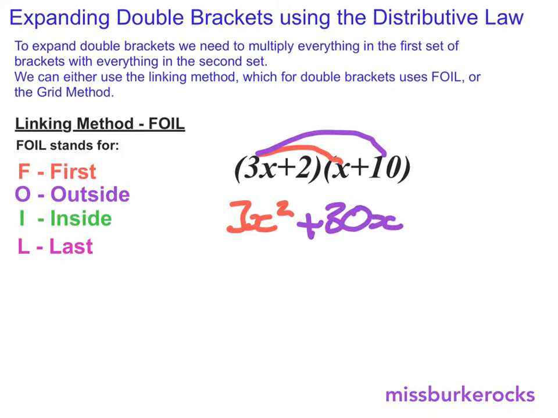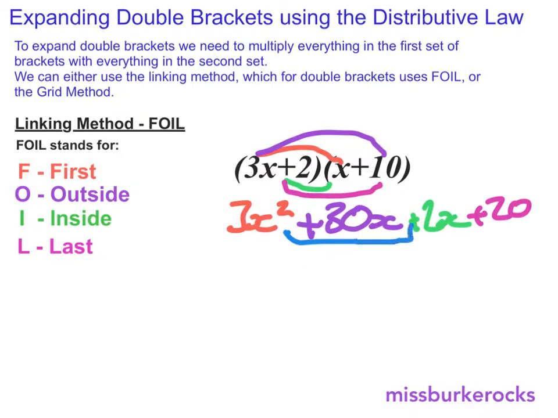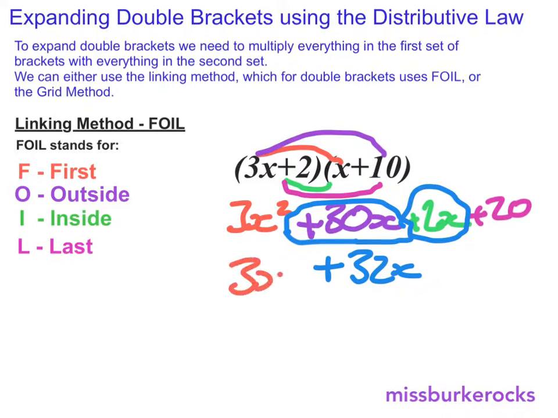Then we have inside, which is 2 times x is positive 2x. And last, 2 times 10, which is positive 20. We look for our like terms in this one. Do we have any? Yes, we do. We've got positive 30x and positive 2x. So we need to collect our like terms there, which gives me positive 32x. Same as before, everything else drops down. We have 3x squared plus 32x plus 20.